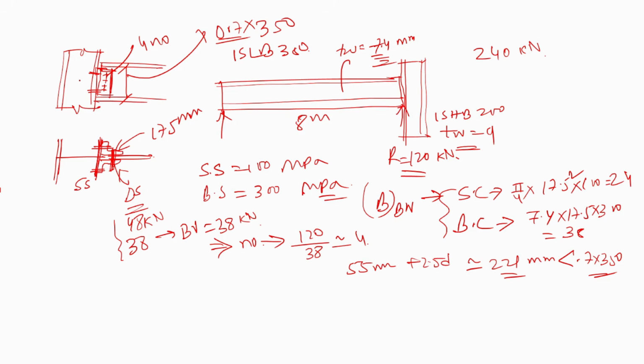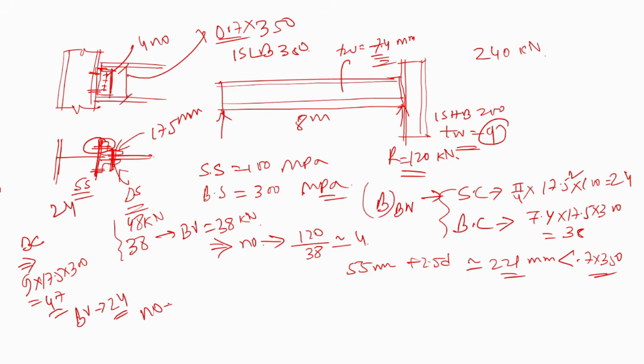Fine, we have designed this bolt. Now it is time for the other bolt. Simple, this is single shear, so the single shear capacity will be 24 kilonewton, and the bearing capacity calculation will be based on the flange thickness. What is the flange thickness here? 9 mm. So 9 times 17.5 into 300, and this gives us 47 kilonewton. So the bolt value in this case will be 24.